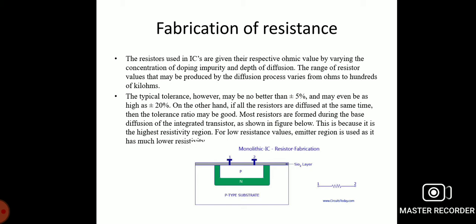So the next process is the epitaxial resistor. The epitaxial resistor: the N epitaxial layer can be used to realize a large resistance value.